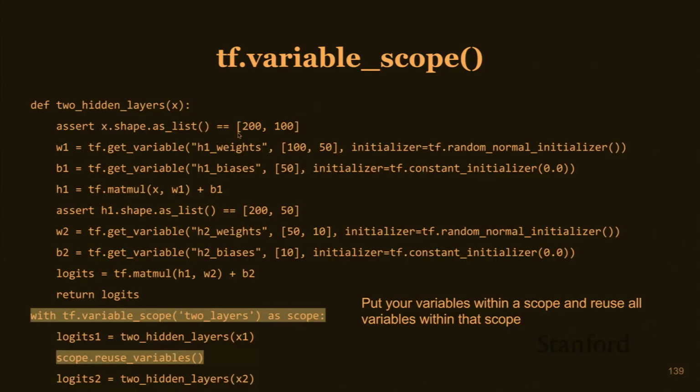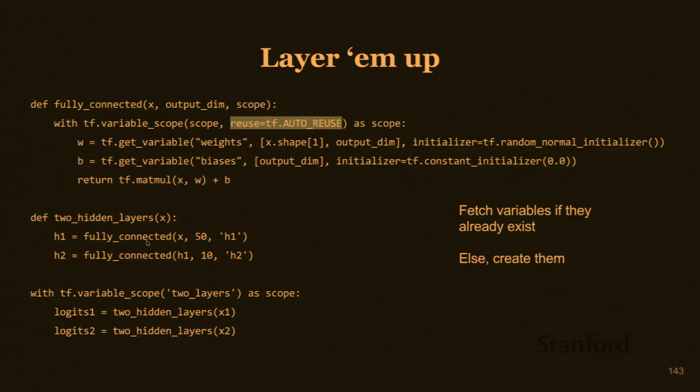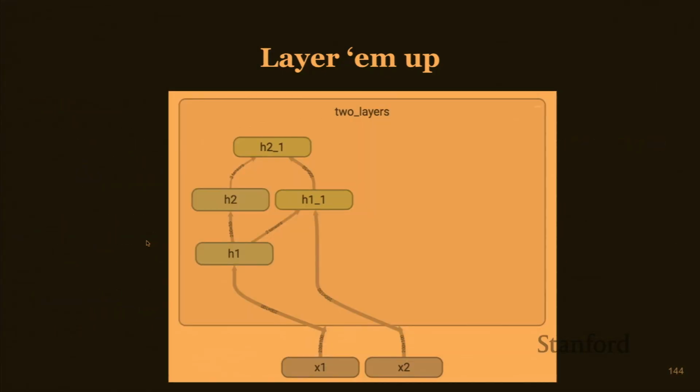For example, here we just create a fully connected layer. And instead of having to explicitly call reuse variable on the scope, when I create a scope, I can just pass a keyword, tf.AUTO_REUSE. The keyword means that if there are some variables inside that scope, then I can just reuse them. But if they don't exist yet, then I just create new ones. With this you can create indefinitely as many layers as you want, and it looks pretty neat like this.